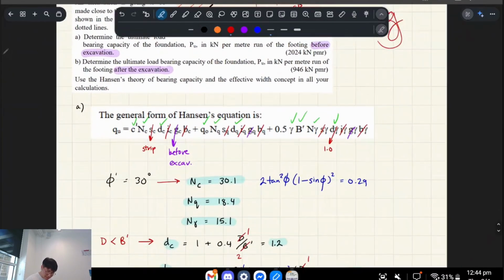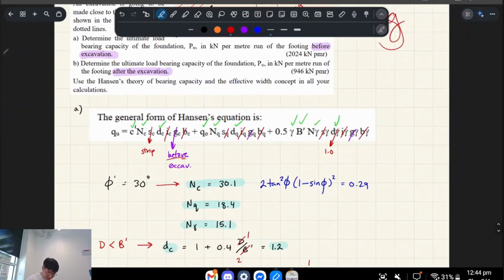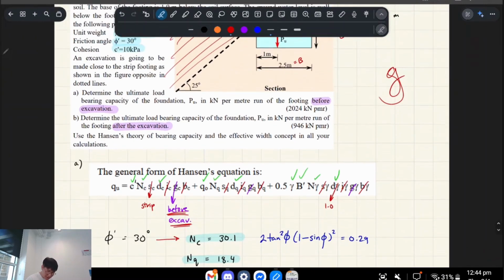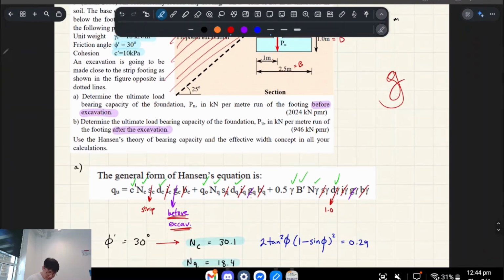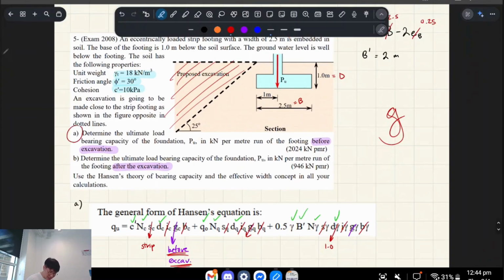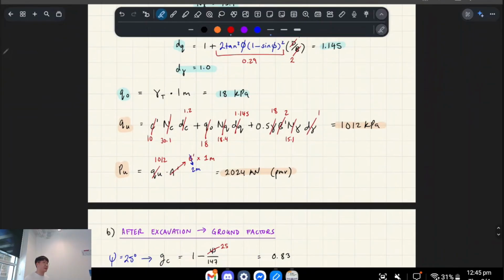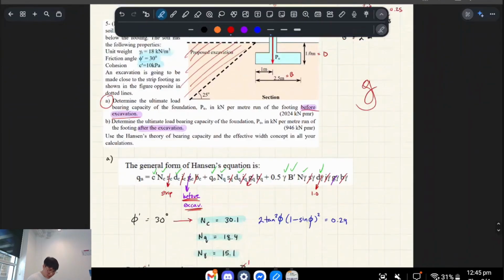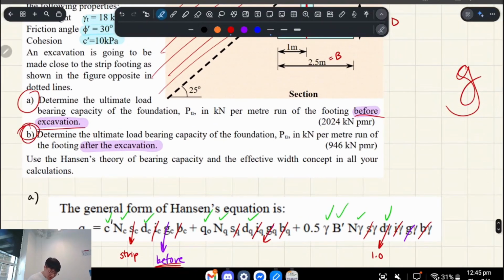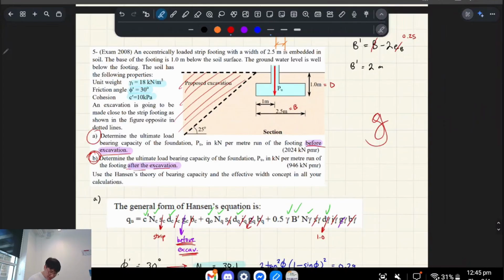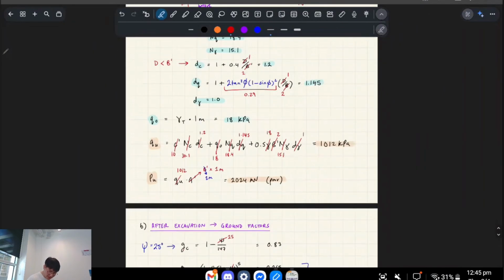So before the excavation happens, we don't have to look at G. So these get cancelled out because in part 1 it says before excavation, so we just calculate it as is, and there's nothing particularly unique about this example. But in part B of the question, it says after the excavation has happened. Now we have this as a complete void, and we have to include our G factors.